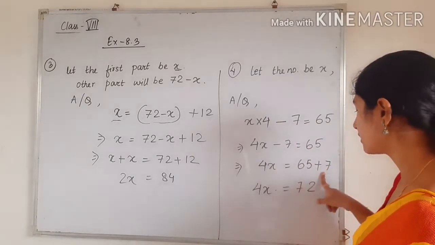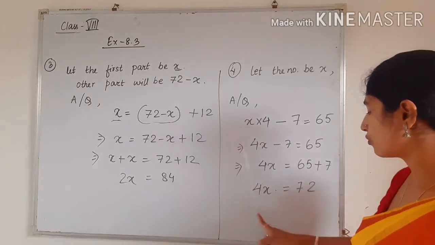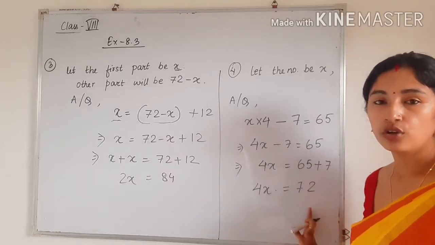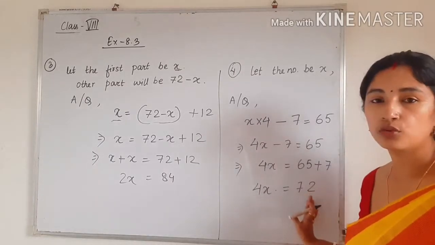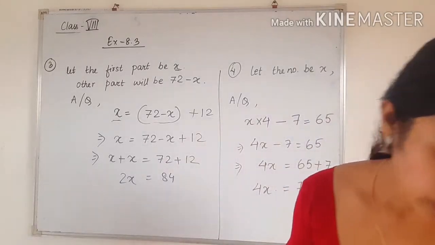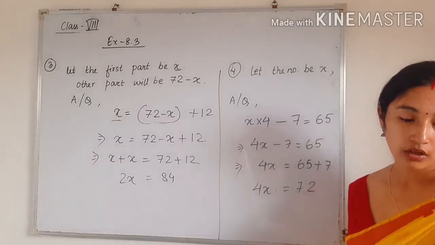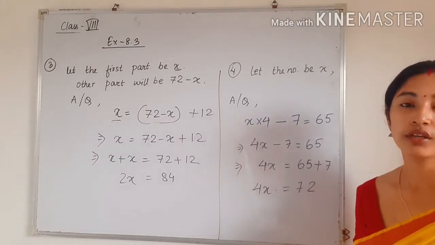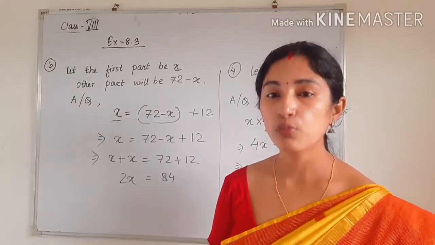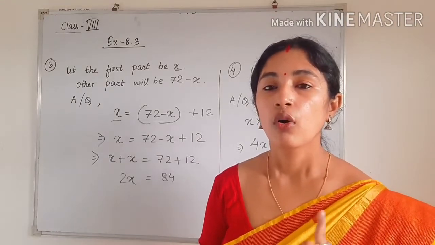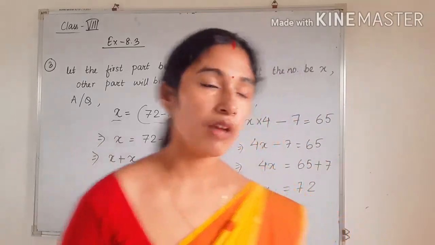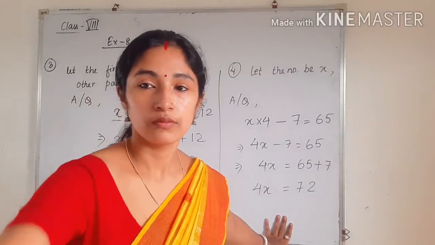The rest of the thing you can easily solve. Minus 7 will go to that side, will become plus, it will become 72. So 4x is equal to 72. Here you can easily find the value of x by dividing by 4. That will be our answer. So from question number 1 to 3, we found 2 answers, because 2 numbers or 2 parts are given. But in question number 4, they are asking for only 1 number. So we have to find the value of x only. That will be our answer.